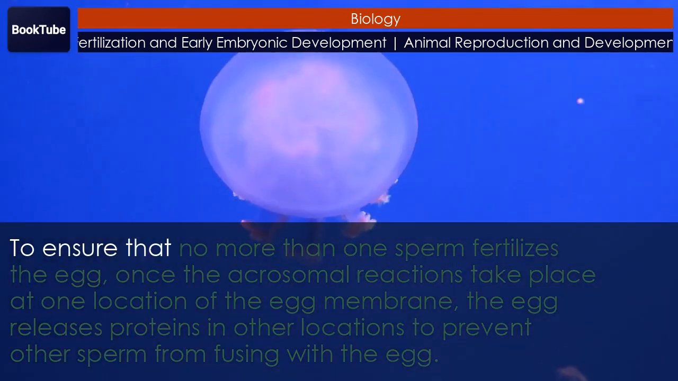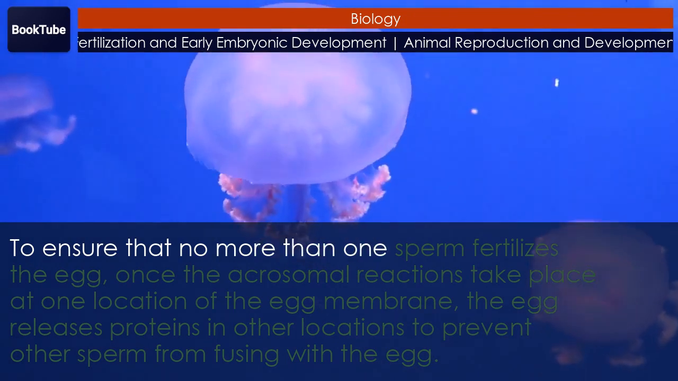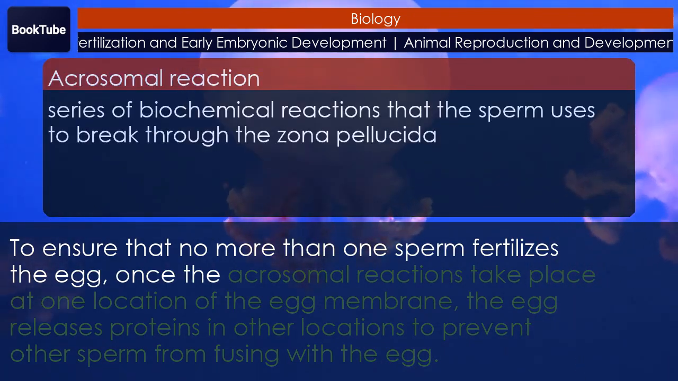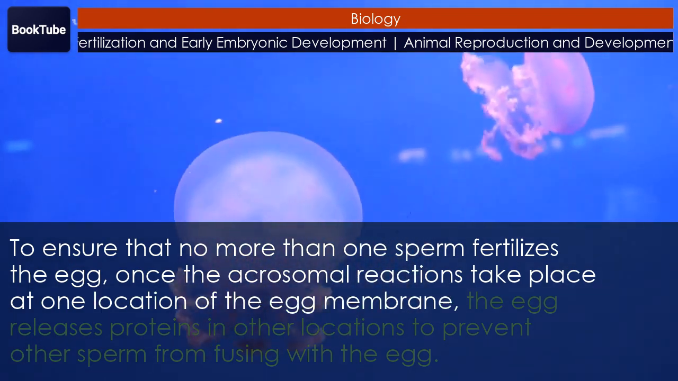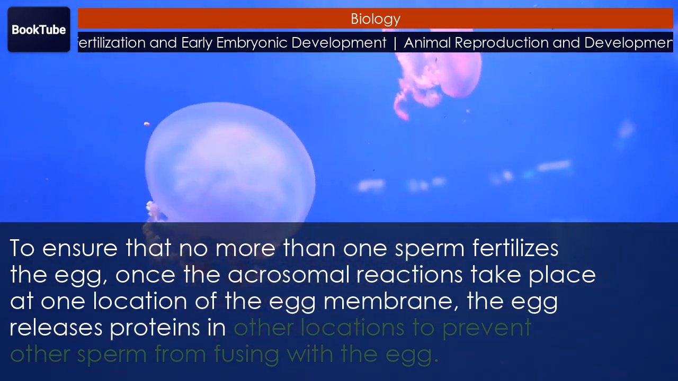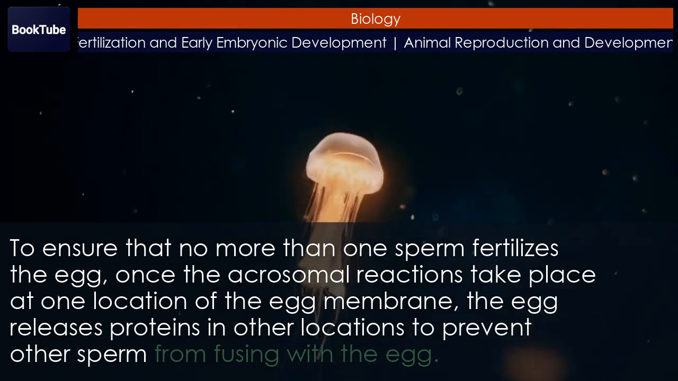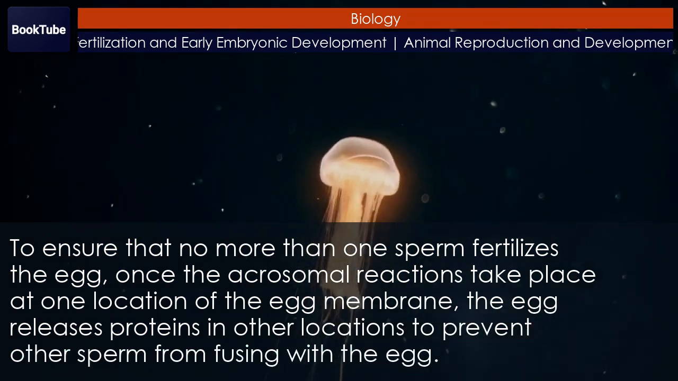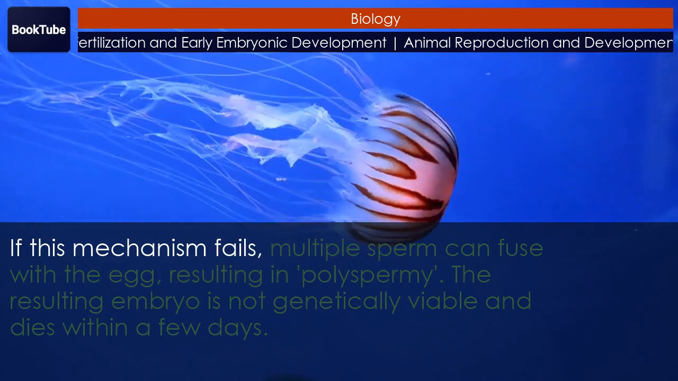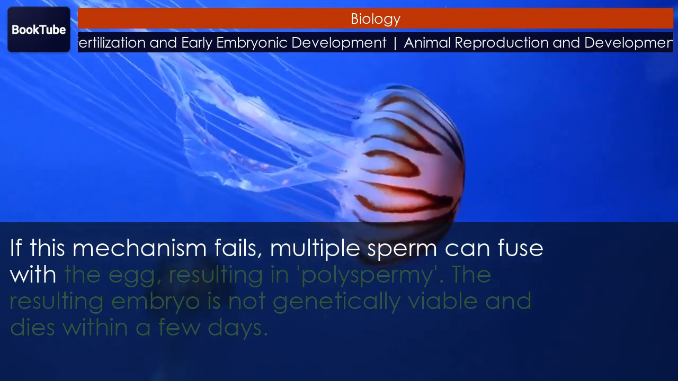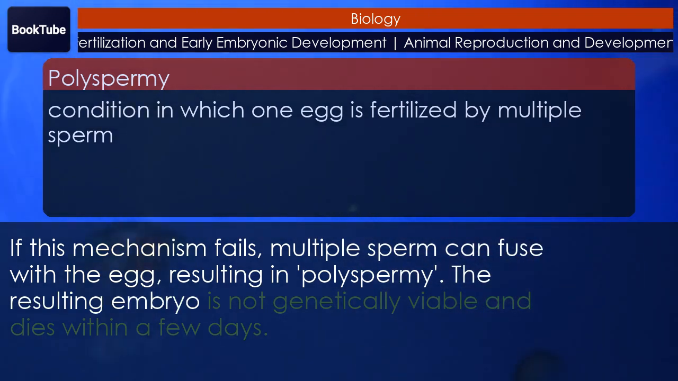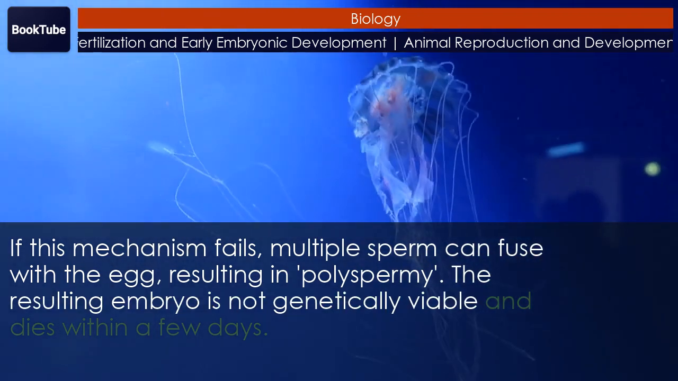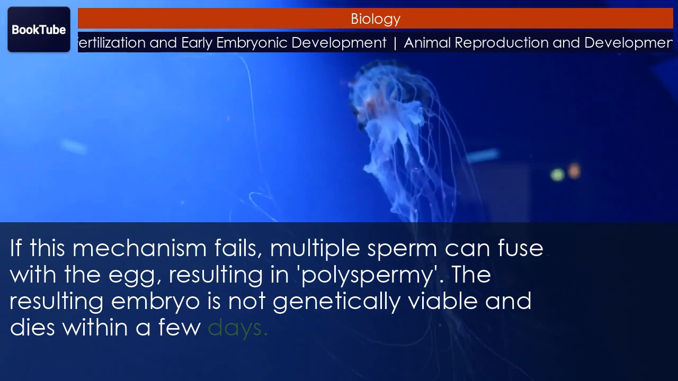To ensure that no more than one sperm fertilizes the egg, once the acrosomal reactions take place at one location of the egg membrane, the egg releases proteins in other locations to prevent other sperm from fusing with the egg. If this mechanism fails, multiple sperm can fuse with the egg, resulting in polyspermy. The resulting embryo is not genetically viable and dies within a few days.